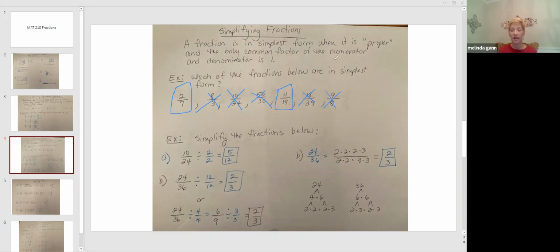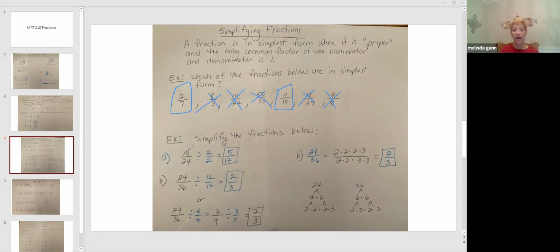So make sure that you can tell when a fraction is in simplest form. The numerator's got to be smaller than the denominator, and they cannot share any factor except 1. All right, so what if they're not in simplest form? I say simplify. Well, one way is to divide by the greatest common factor. So we learned to do that in the last chapter.